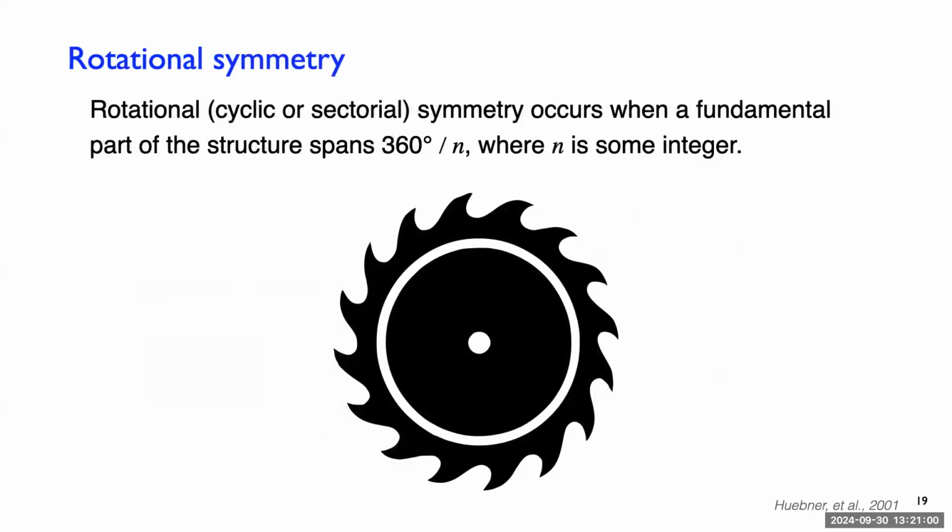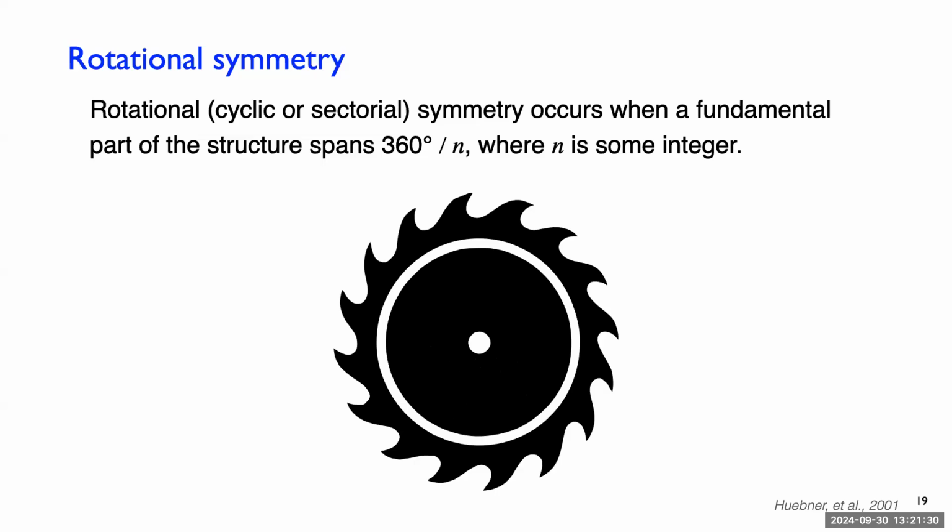And then you start to get more and more specialized types of symmetry, which you less often see, and they're more for very specific cases. So there's rotational or cyclic or sectorial symmetry. That's where a part of your structure naturally fits into 360 degrees an integer number of times, like a whole number of times.